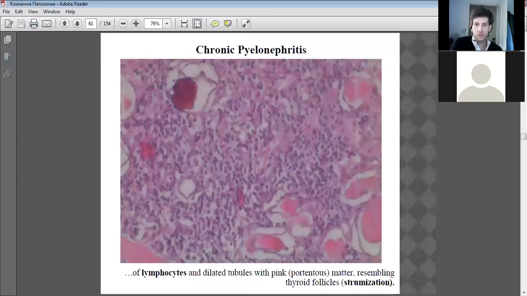Dilated tubules, lymphocytes, pink proteinaceous matter. The proteinaceous matter is the cell debris that's forming. And we saw yesterday the stromatization. Stromatization is like a collection of this pink material, like cellular debris. Can we find some of the lymphocytes? Let's see if we can find them.